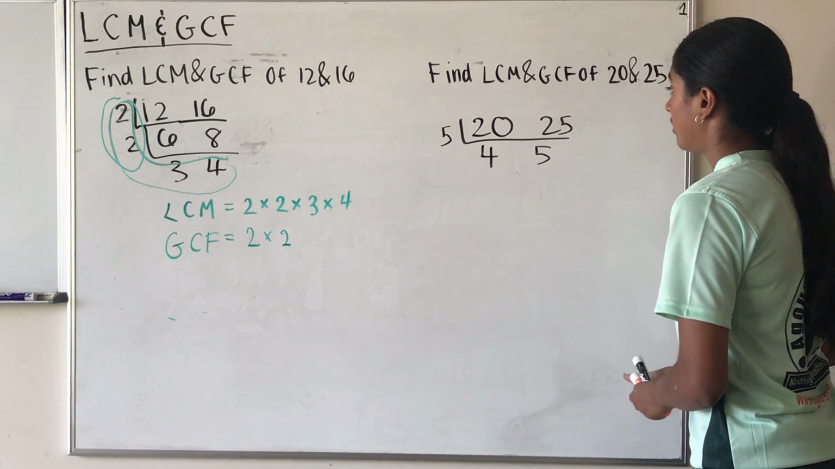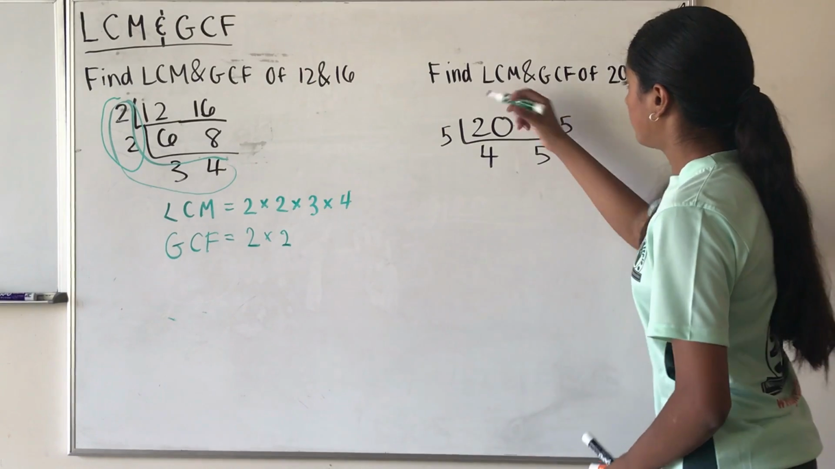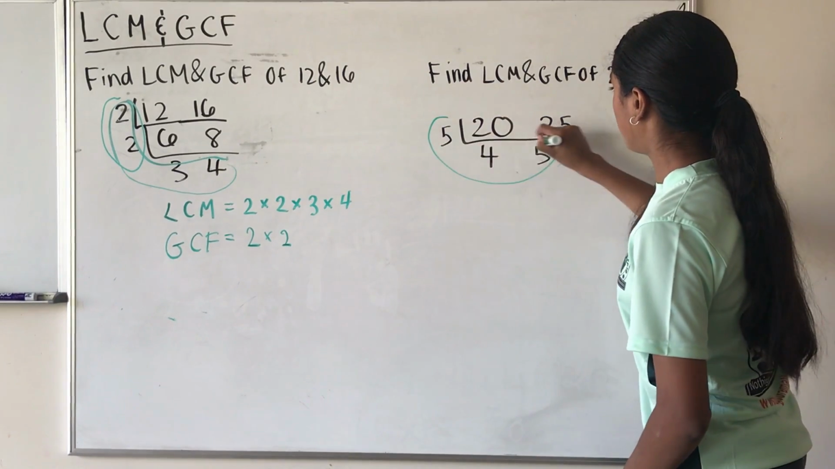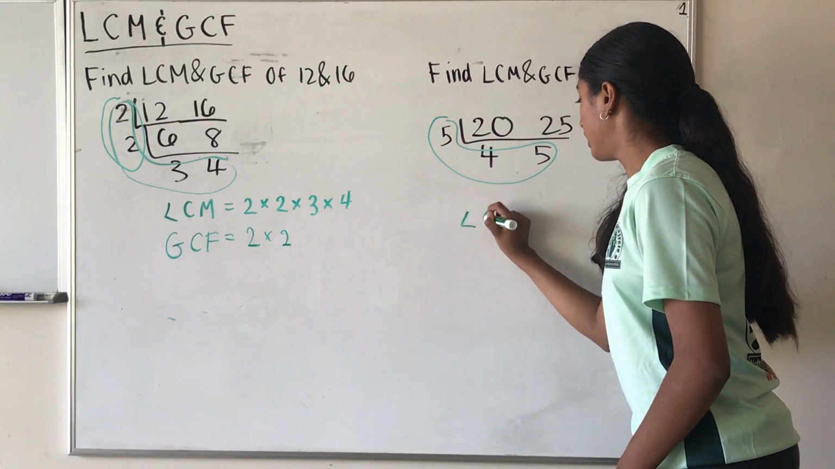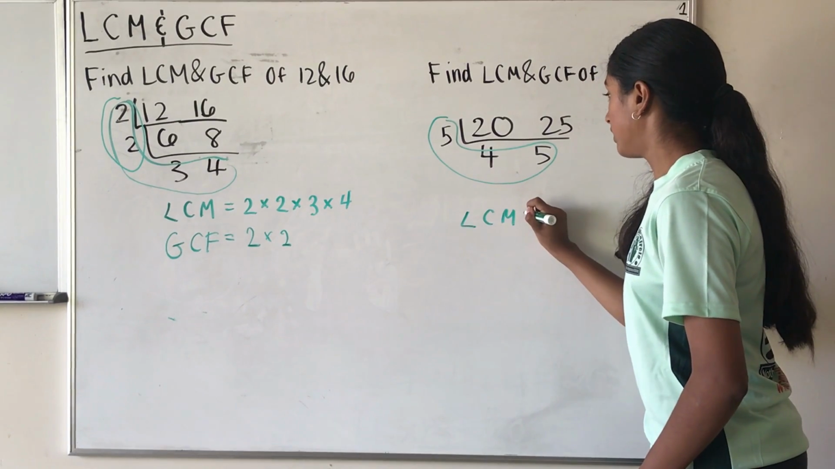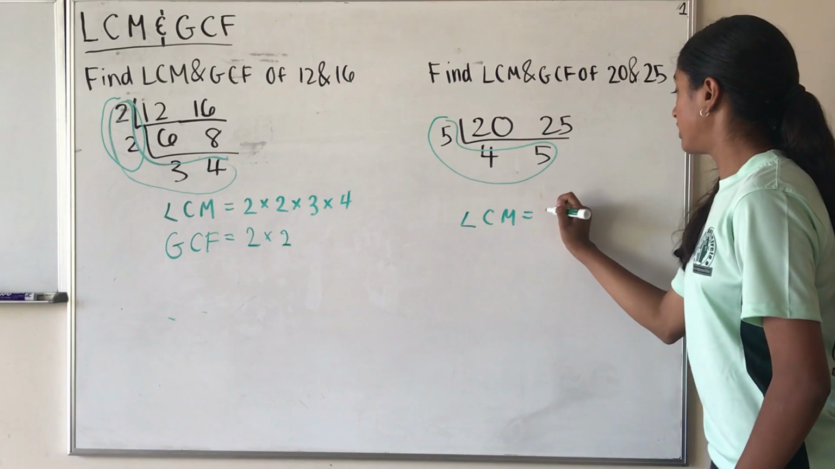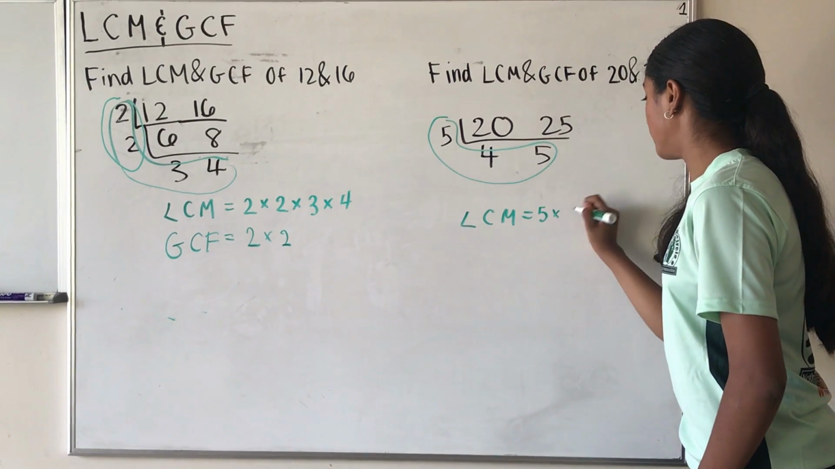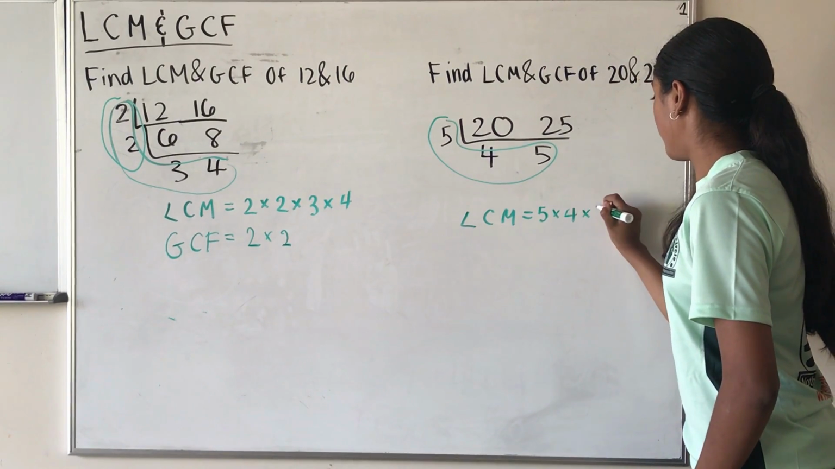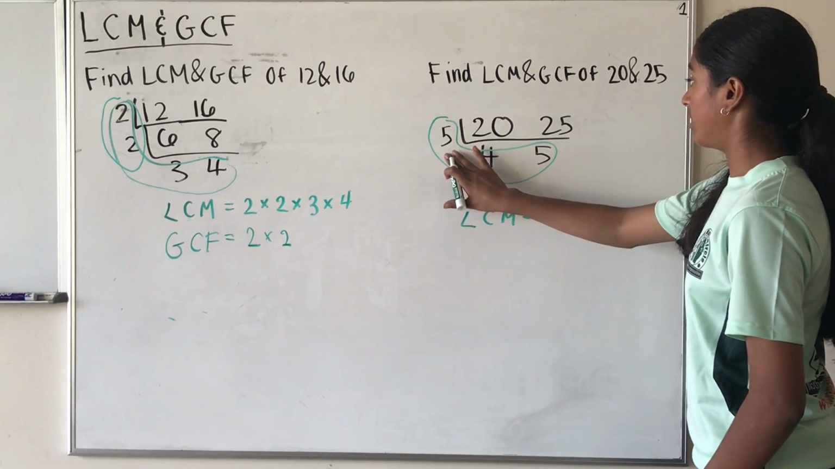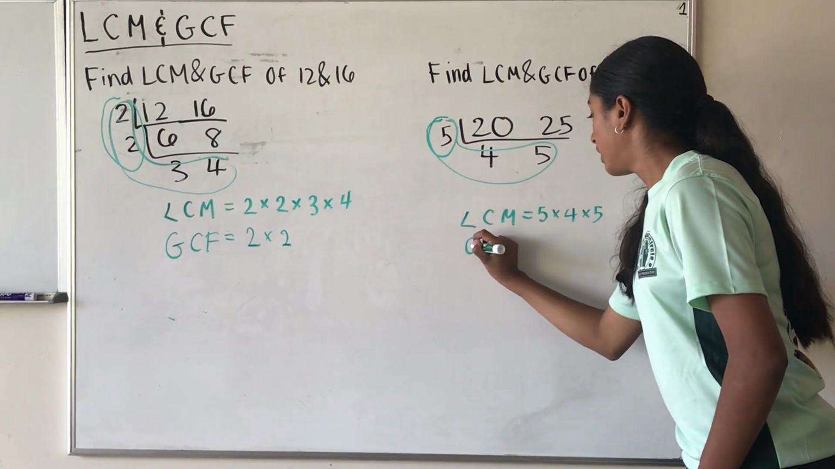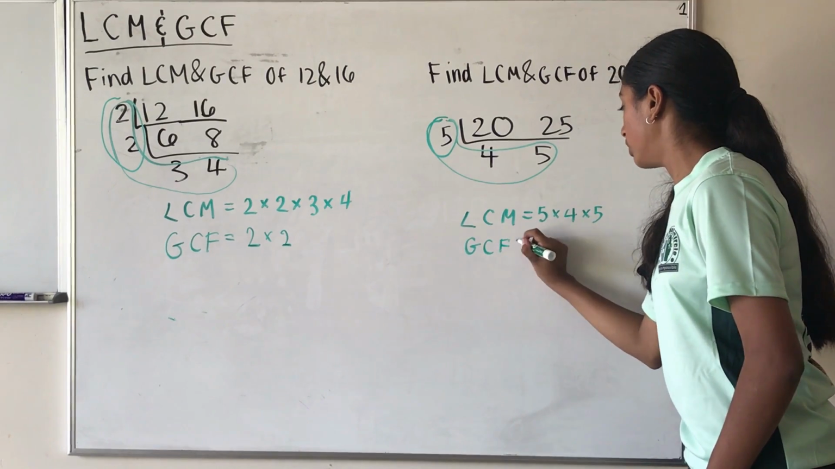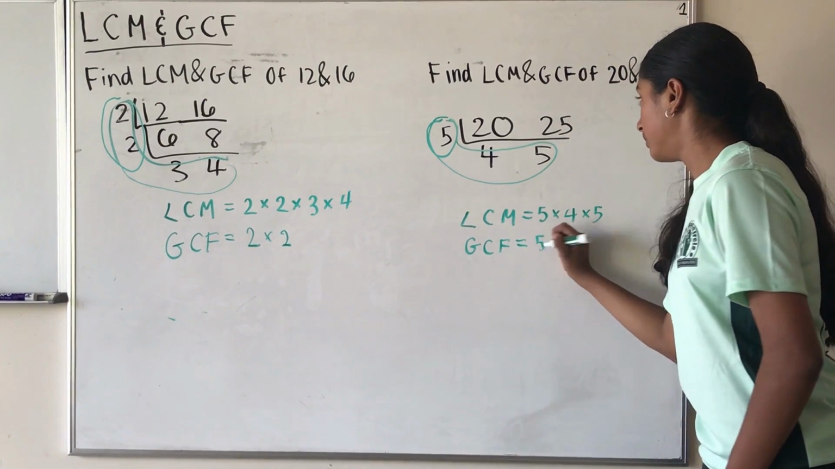And then all of the numbers on the outside multiplied together is the LCM. So the LCM would be 5 times 4 times 5. And the GCF would only be the numbers on the left, which in this case is only 5. So the GCF would be 5.